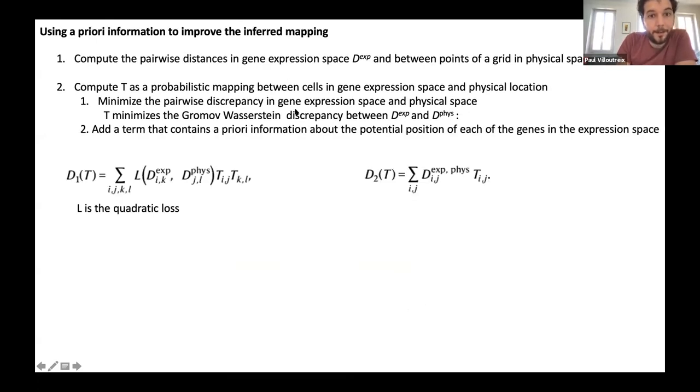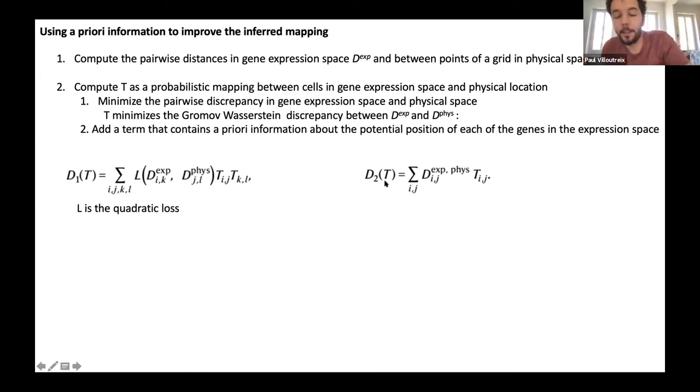So this is why they introduce a second term, which contains a priori information about the potential position of each of the genes in the expression space. So they have a set of images where they know for a given gene where it's supposed to lie in physical space, and they will use this information as a priori information that they will add to the optimization problem to improve the prediction of T.